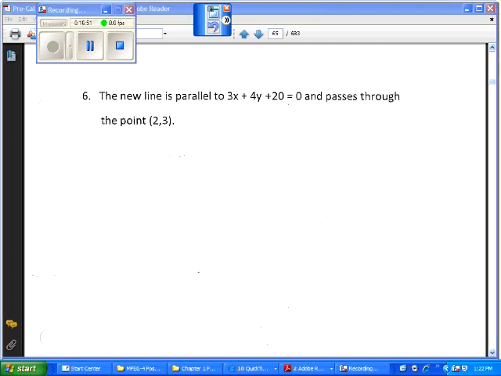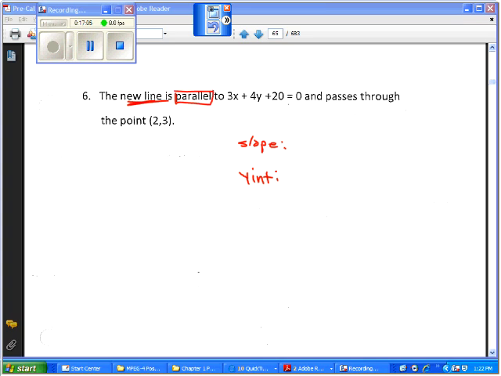Now, first of all, if we're going to write an equation of the new line, what two things would we really like to find? Our slope and our y-intercept. Now, it's parallel, so the slope is the same as the slope of that one, but we don't know the slope of that one because that one is written in some weird form that looks like standard form, kind of, sort of. Some textbooks call that general form. Some still call it standard form. It's just not in slope-intercept form, so we need to get it in slope-intercept form.